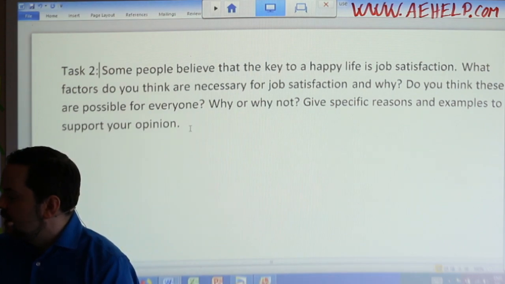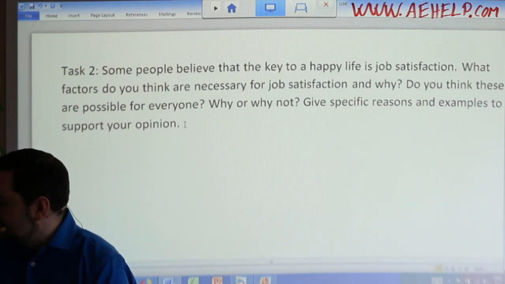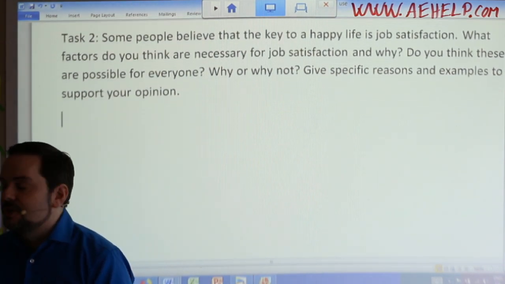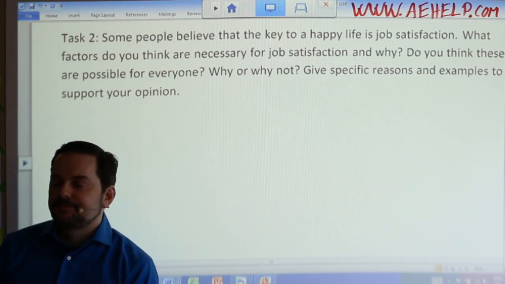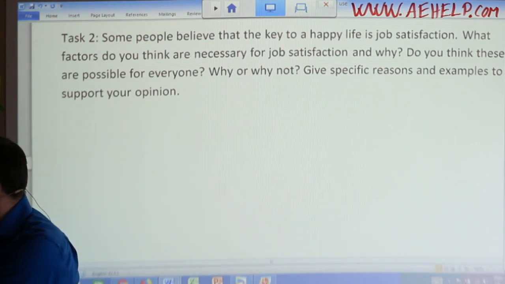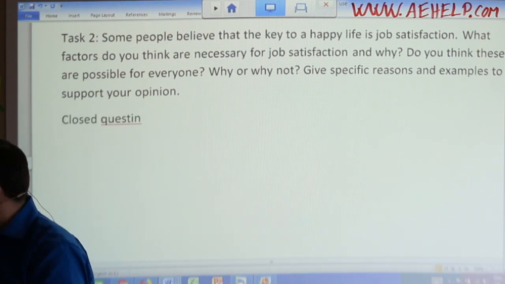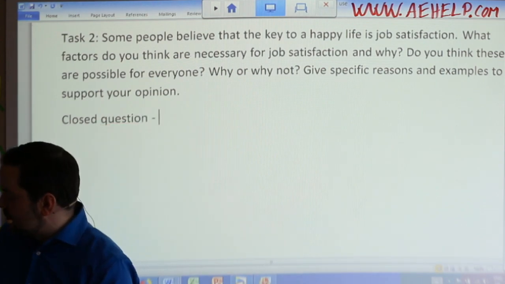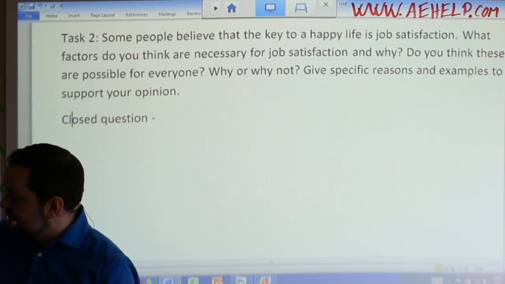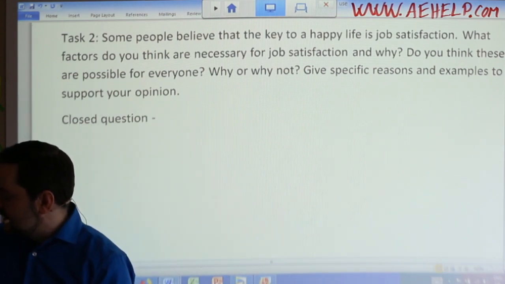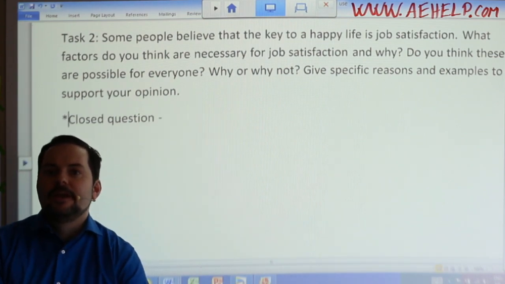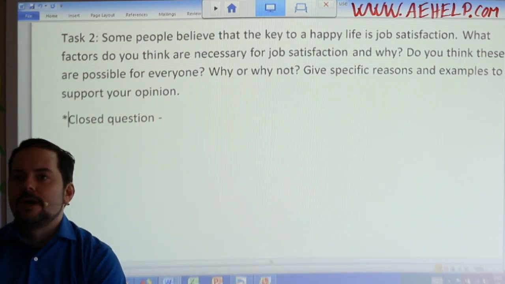Usually, the questions are a little bit different for task 2. There are basically 2 types of questions that people can ask in life. One type of question is what's called a closed question. Does anybody know what a closed question is? So what does it mean, closed question? Can anybody tell me the meaning of a closed question?